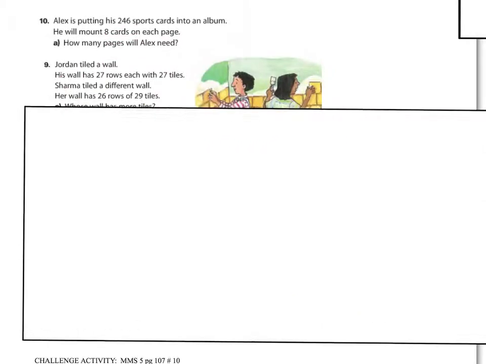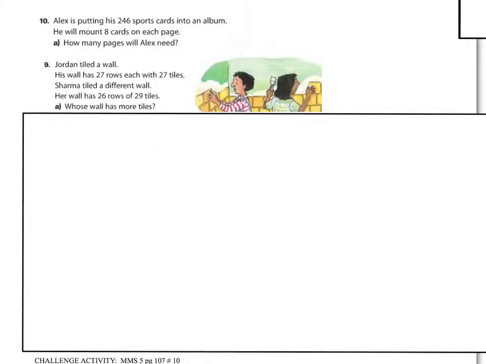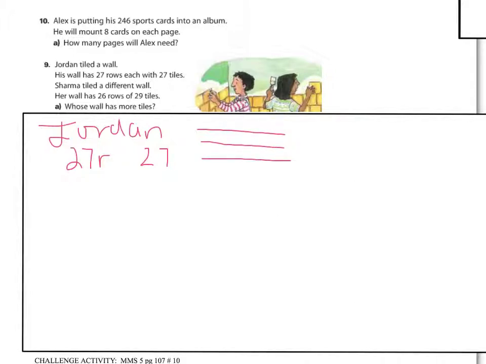Last one. Let's take a look. We have Jordan. Jordan is tiling a wall. He's got 27 rows, and each row has 27 tiles. So if I think about that in my head, okay, I have one row, 27 tiles, another row, 27 tiles, another row, 27 tiles. Ooh, that's groups of, to make a larger number, because I want to know how many tiles all together. All right, I'm going to have to multiply.